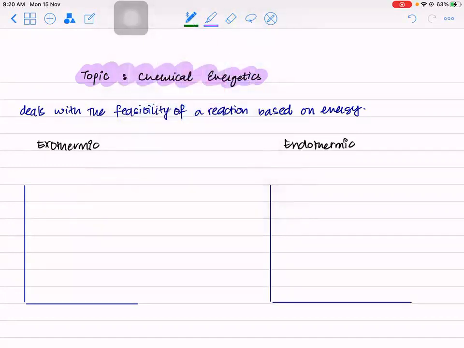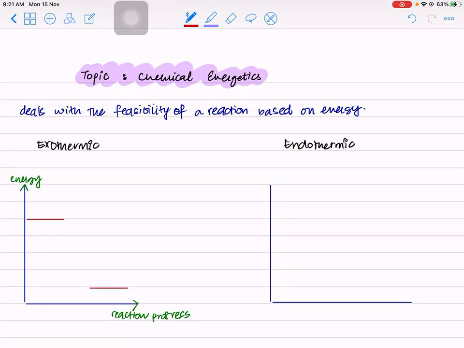So let's see the exothermic reaction energy profile diagram. On your y-axis, let's say we have energy, and on the x-axis, we have the reaction progress. In an exothermic reaction, the reactants always have more energy. That is why sometimes we also call exothermic reactions spontaneous, because the reactants already have a lot of energy. They can mix, react, and give you the product. They don't require a lot of external or activation energy. So reactants have high energy, products have low energy.